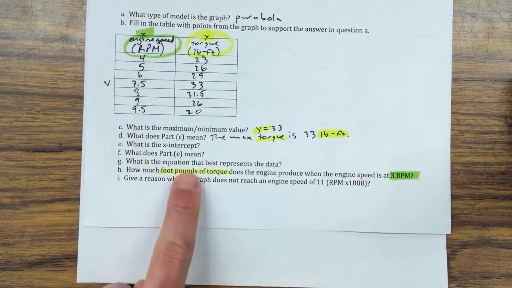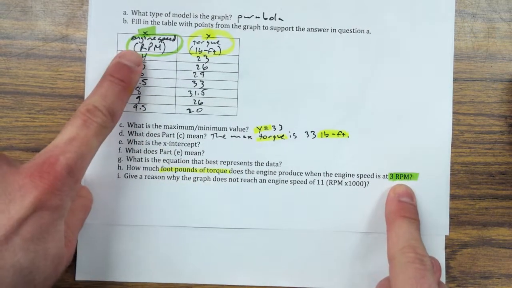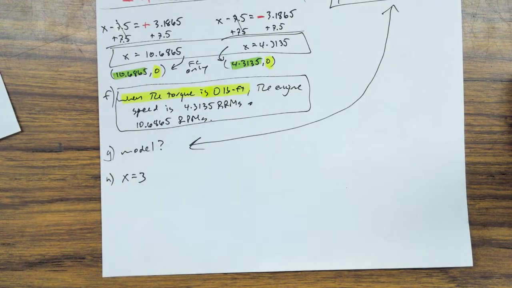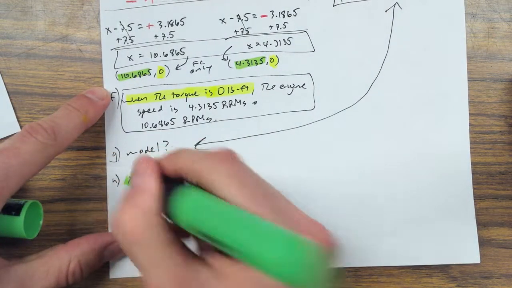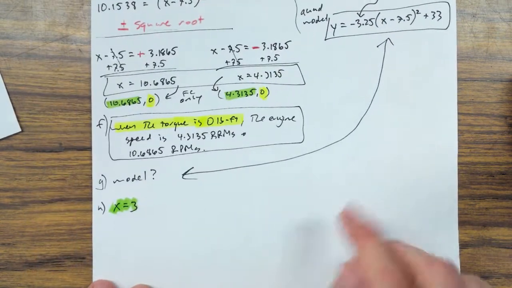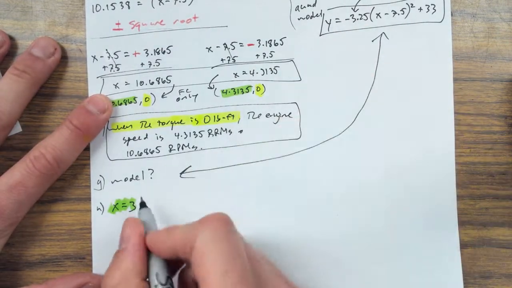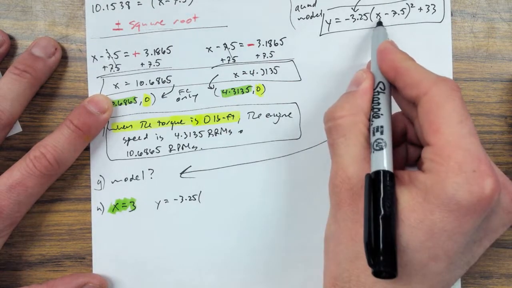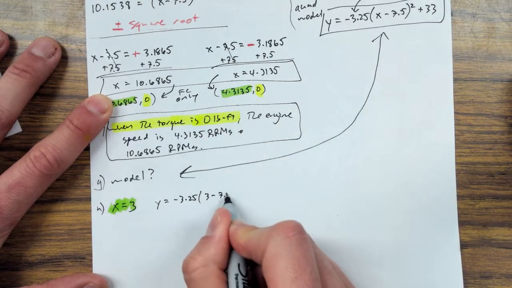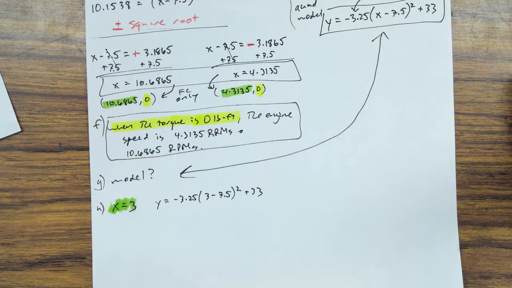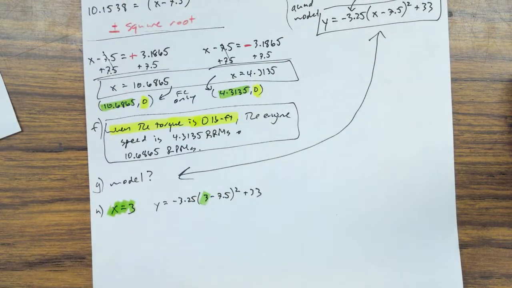So do we know X or do we know Y? We know X. What that's really telling us is X equals 3. So really it's just telling us to take that number, plug it in, and get an answer. So let's go ahead and stick that number in. Y equals negative 3.25, parentheses, 3 minus 7.5, quantity squared plus 33. We're just taking that X equals 3, plugging it into the X position, doing some calculations, and seeing where it gets us.